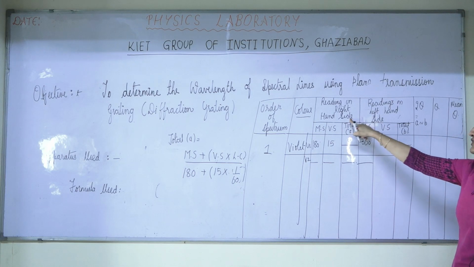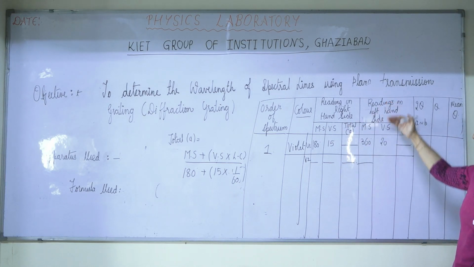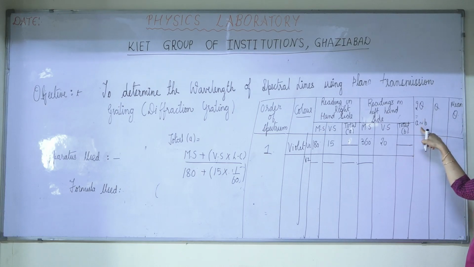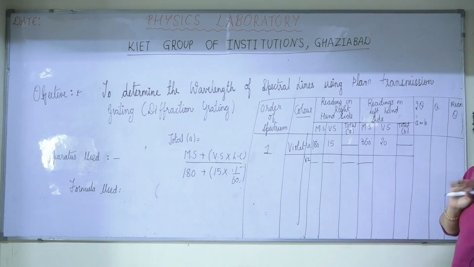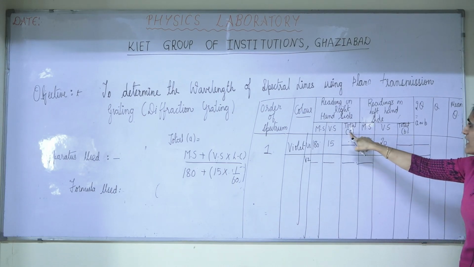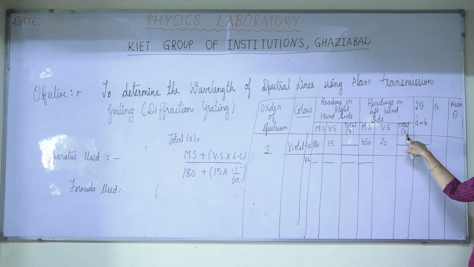So for the right hand side I will note down the reading, and for the left hand side I will note down the reading. Then we will calculate 2 theta, that is the A difference B. Here it is A difference B, there is no negative sign over here. Difference means that from the higher values we have to subtract the lower one. So I will get the value of 2 theta over here, and 2 theta over here.